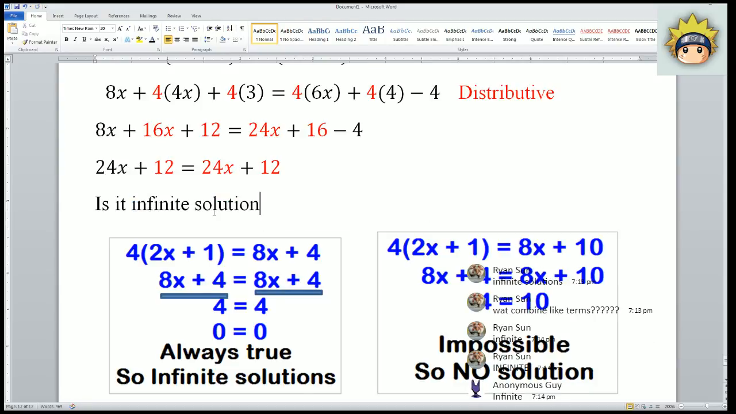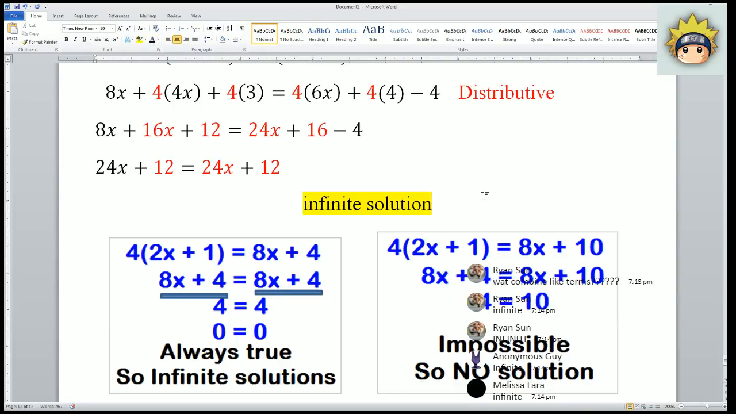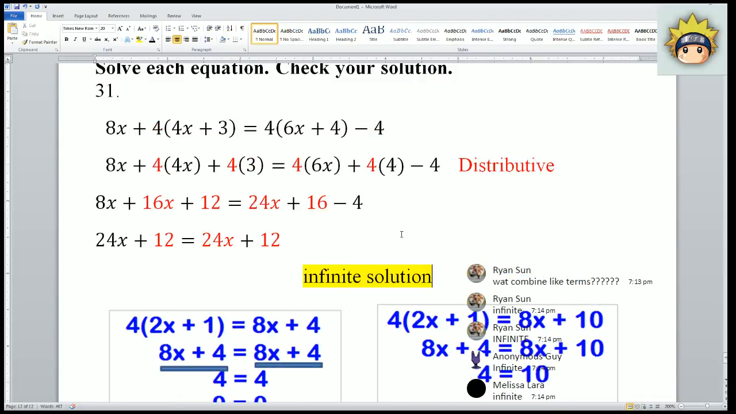It is infinite solutions, okay? It is infinite solutions because it matches up identically. Alright. There you go, chat. Infinite solutions. That's after we combine like terms.